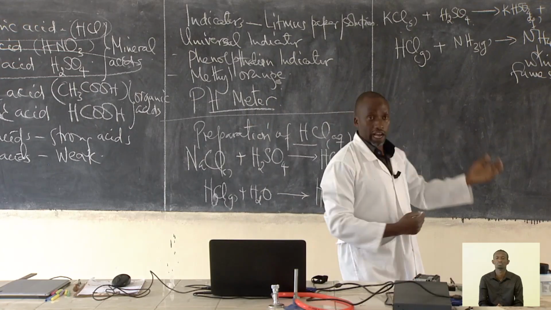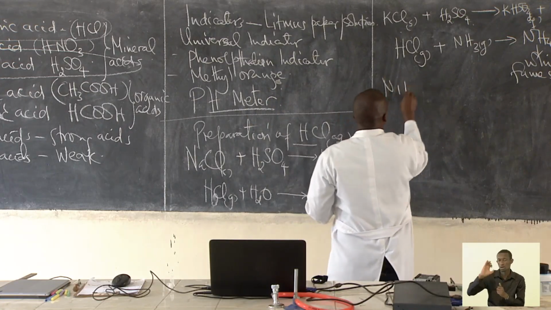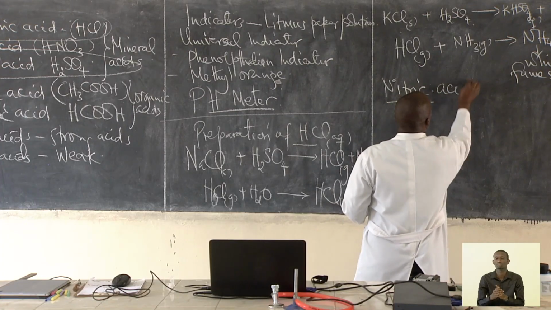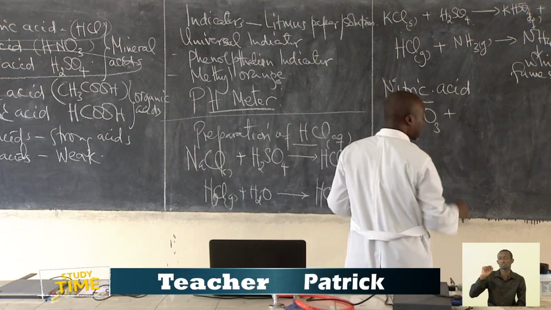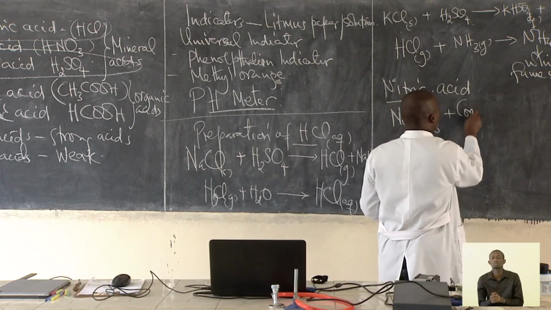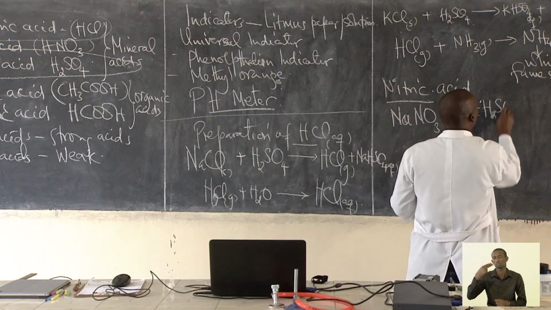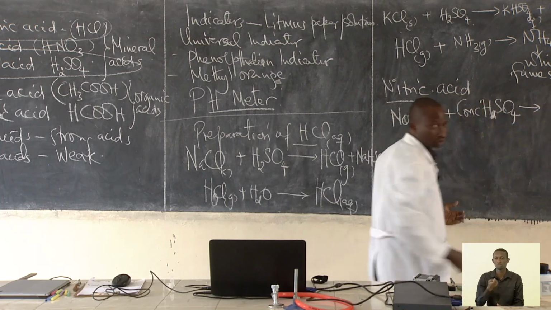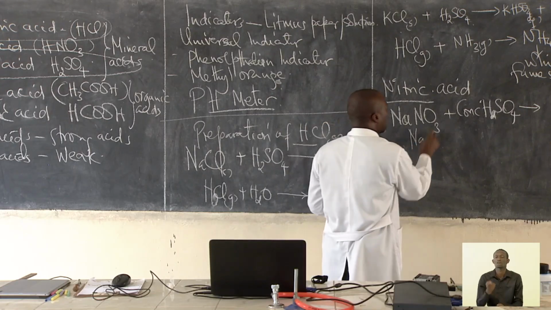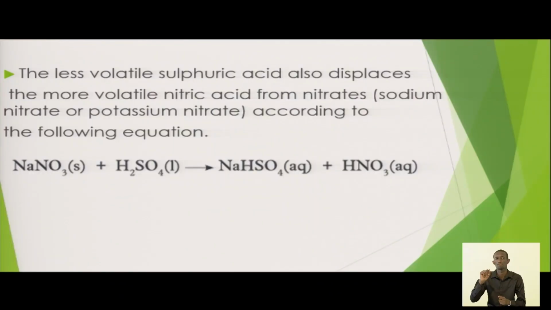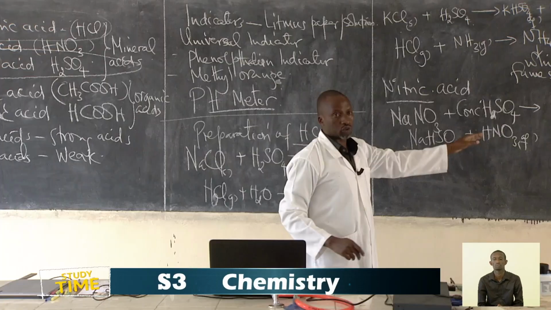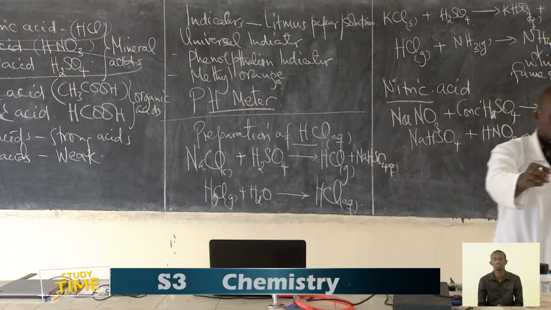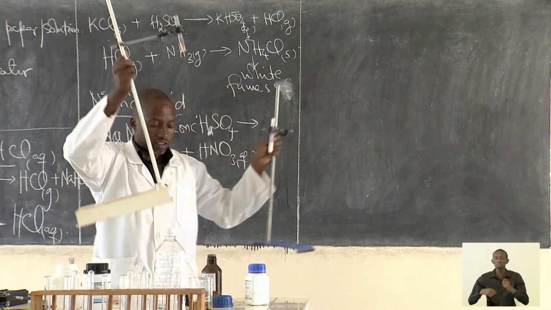The nitric acid is prepared from nitrates of group 1, that is sodium nitrate, reacting with concentrated sulfuric acid. Concentrated sulfuric acid must be the condition for the reaction. This will form sodium hydrogen sulfate plus the nitric acid. So sodium nitrate and concentrated sulfuric acid, those are some of the reactions that can be used.